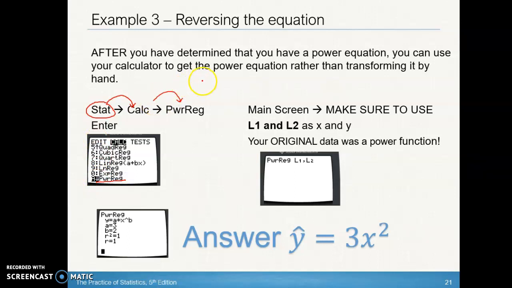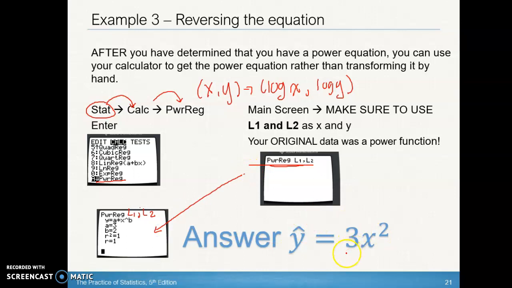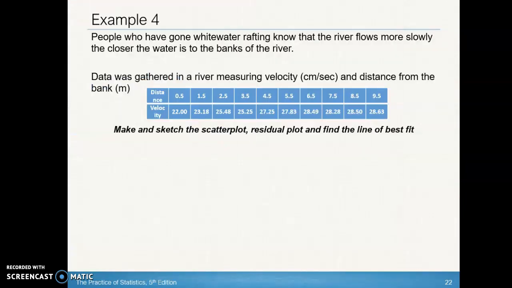Now, we knew to use power regression because when we transformed it, we took the log of x and we took the log of y, so it was a power equation. So you're going to do power regression. Now remember, this is going to be list 1 and list 2. It's your original data because the original data was curved. Once you do that with your power regression, it's going to give you your answer. So y equals 3x squared. And notice it will tell you what the coefficient is and what your exponent should be.